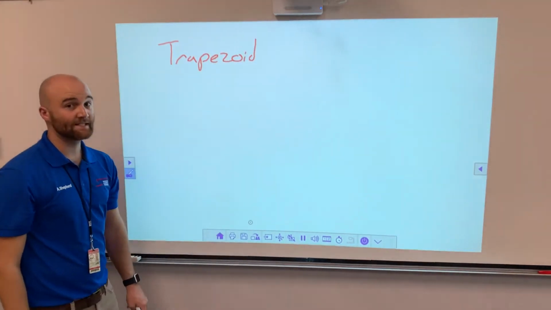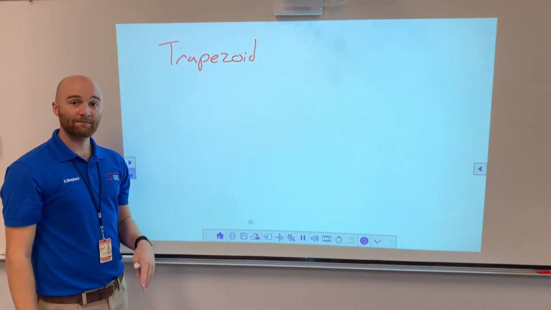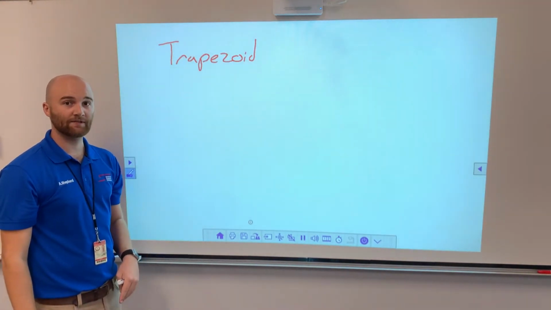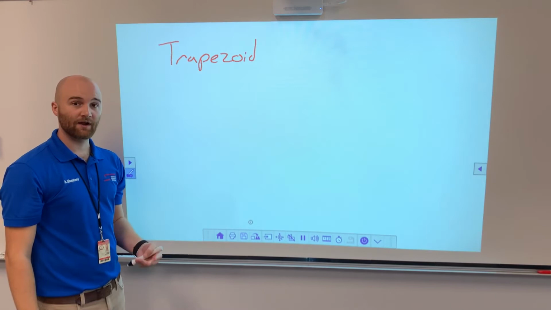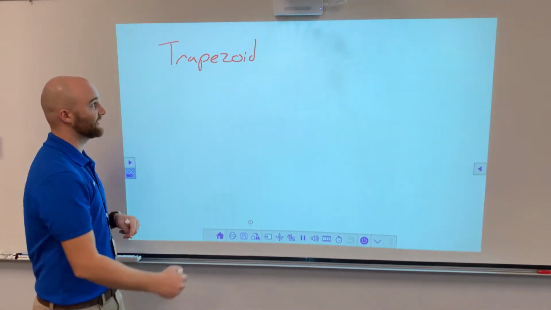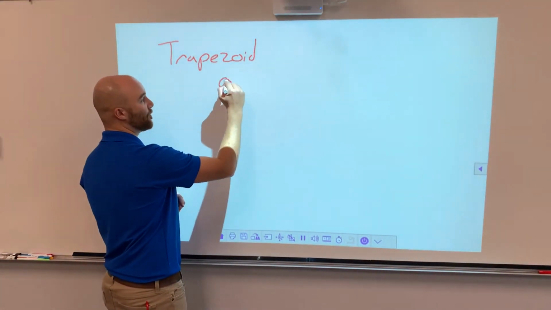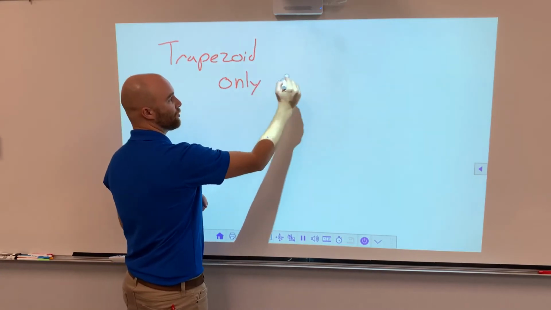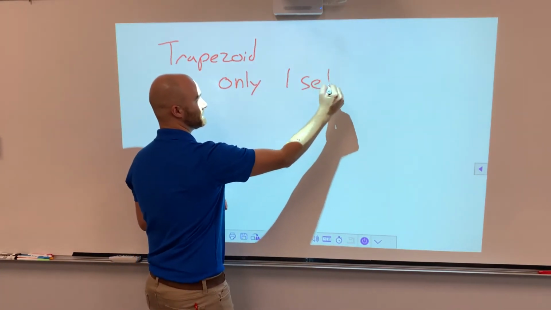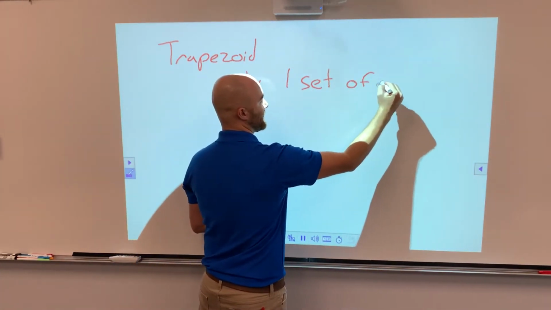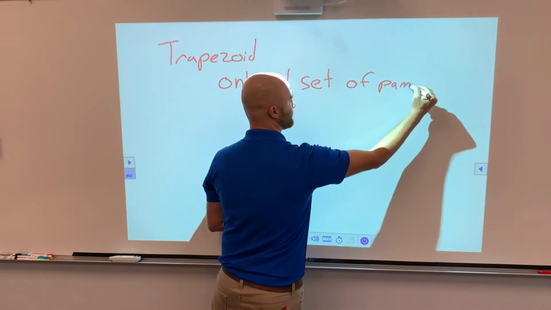And a trapezoid is not a parallelogram. A trapezoid is something totally different than a parallelogram. Whereas a parallelogram had two sets of parallel sides, a trapezoid has only one set of parallel sides.